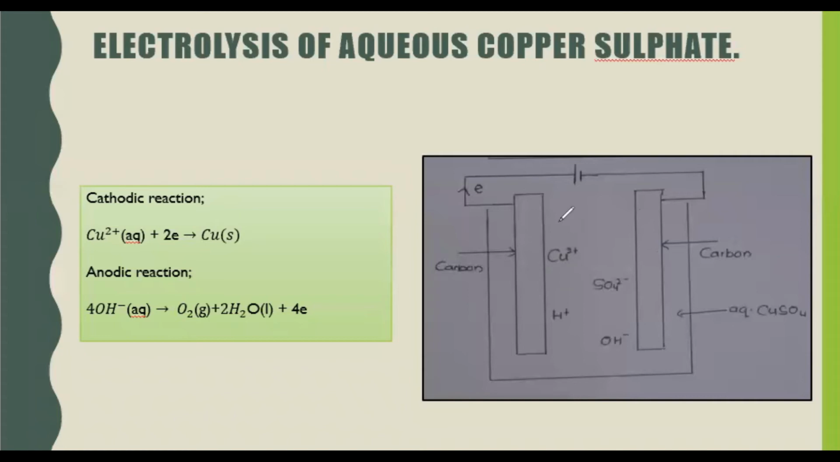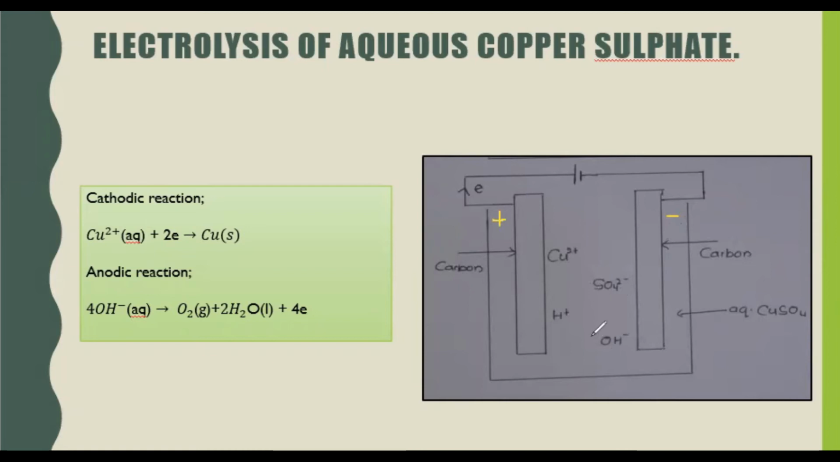So first of all, let's identify what is the positive electrode and what is the negative electrode. This electrode is connected to the positive terminal of the battery, so this will become the positive electrode. And this electrode is connected to the negative terminal of the battery, so this will become the negative electrode. Positive ions will get attracted to the negative electrode and negative ions will get attracted to the positive electrode.